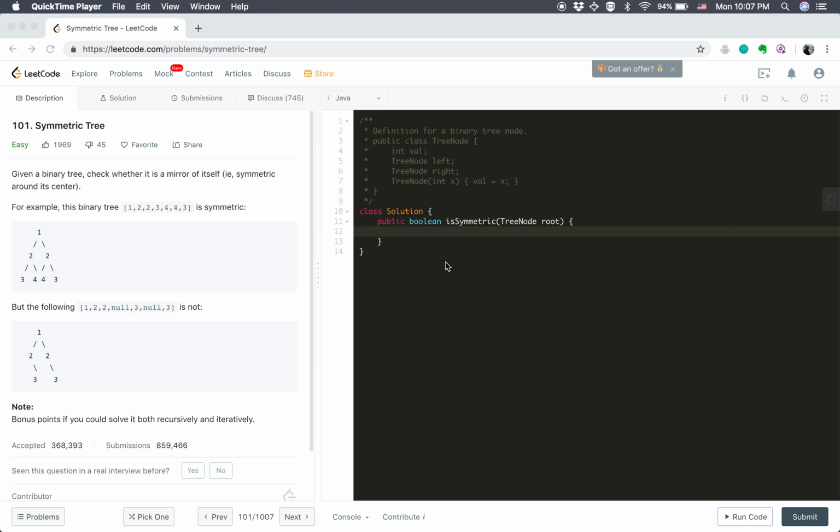This is Alec. Today we're going to solve a question of Leetcode that is 101. It's a pretty easy one. It's called Symmetric Tree. Let's take a look at the question.